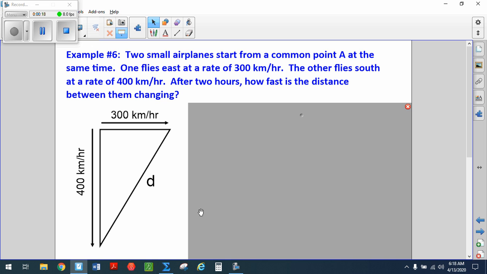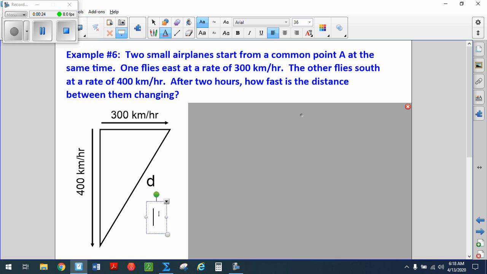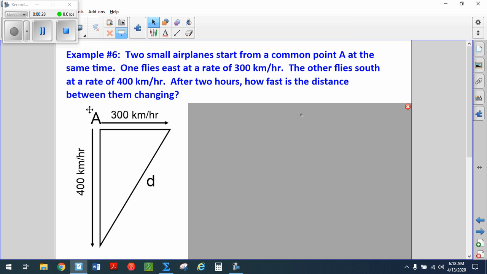That's okay. So two small airplanes start from a common point A. That's not on the picture, so let's draw that. There we go. At the same time, one flies east at a rate of 300 kilometers an hour. The other flies south at a rate of 400 kilometers an hour. After 2 hours, how fast is the distance between them changing?